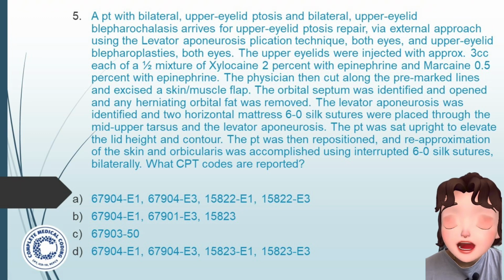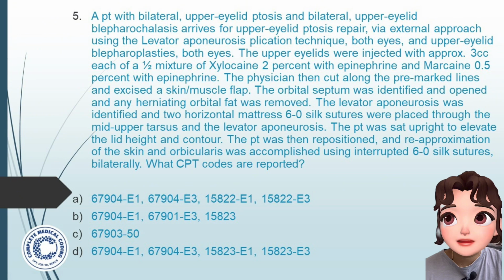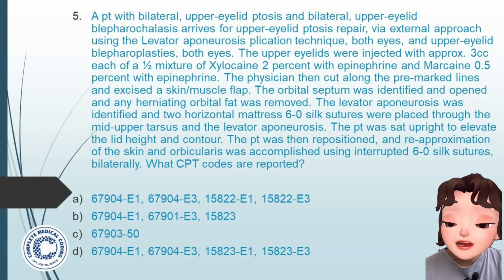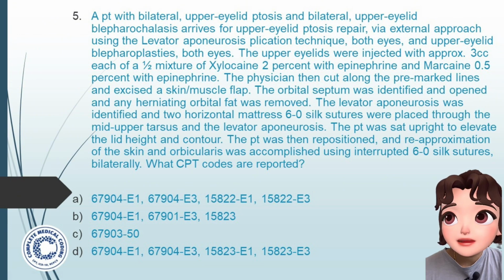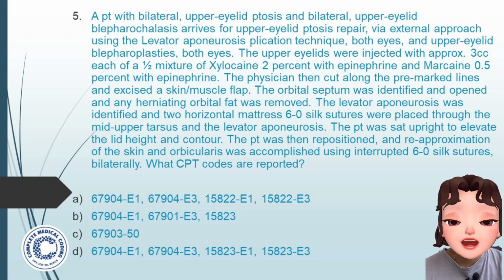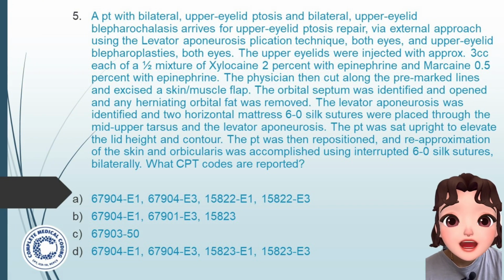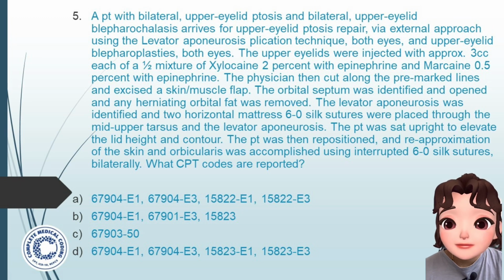So this is tarso-levator resection, which is mentioned in the first sentence. The third line, levator aponeurosis technique. But is it an internal approach or external approach? External approach is mentioned in the second line. See, upper eyelid ptosis repair via external approach using levator aponeurosis technique. So it is clearly mentioned in CPT code 67904: repair of blepharoptosis, tarso-levator resection or advancement, external approach.